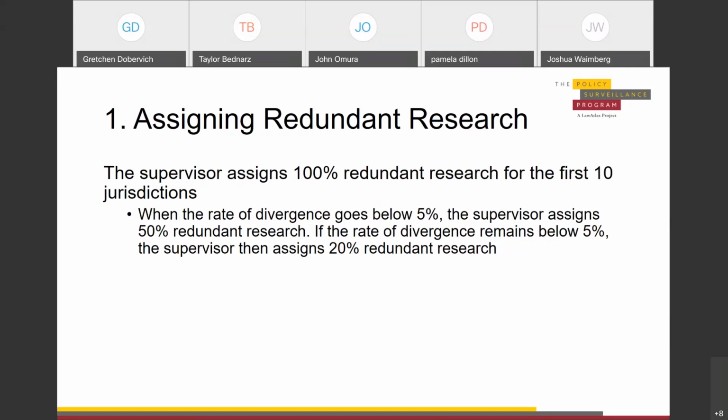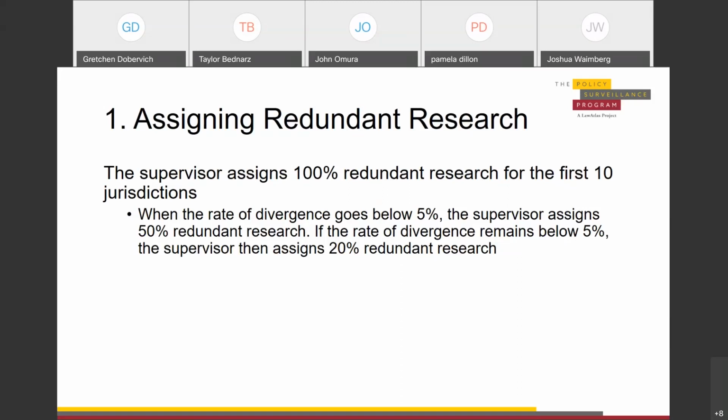If the area of the law is complex, or if certain states have unusual legal structures, or if there's a high rate of divergence, the supervisor should assign redundant research at their own discretion. Remember, these are suggestions we have here. This is what we do at the Policy Surveillance Program.